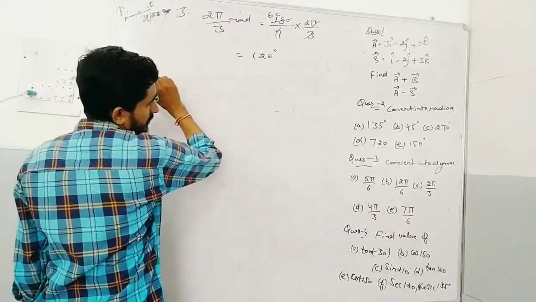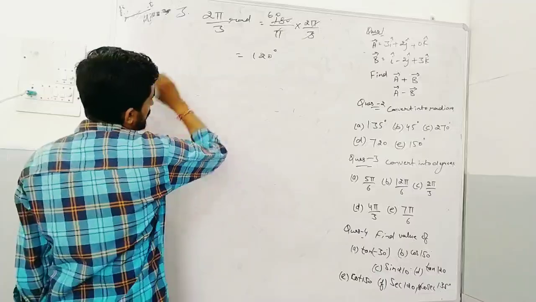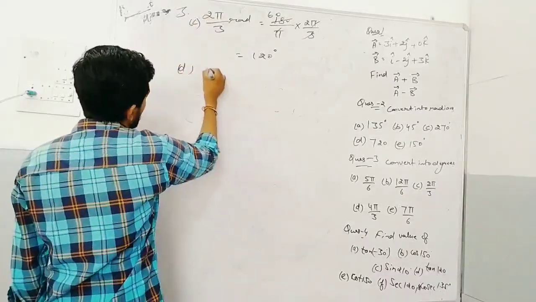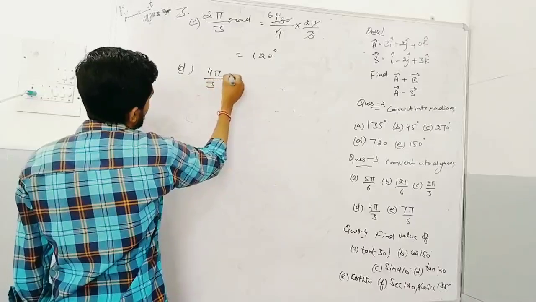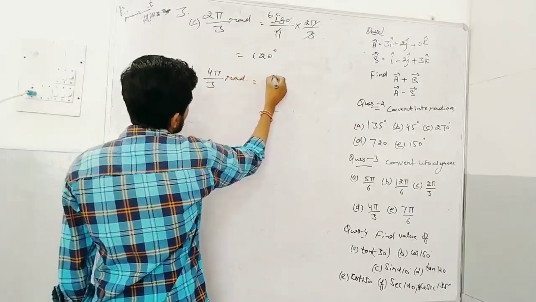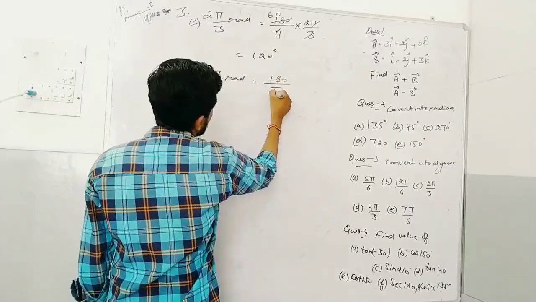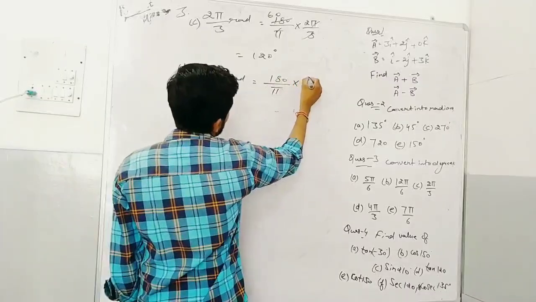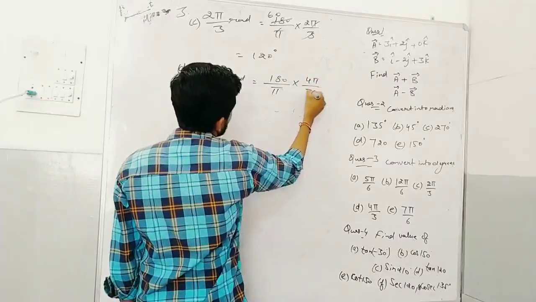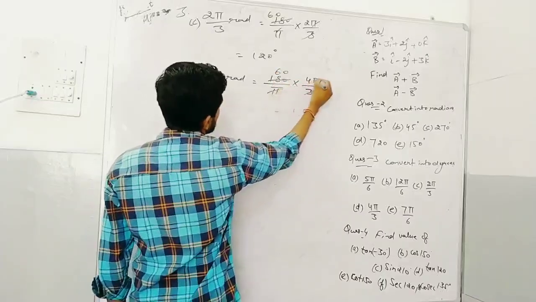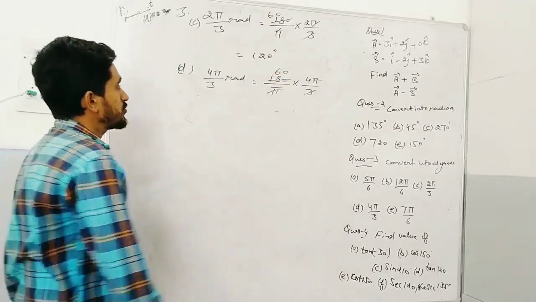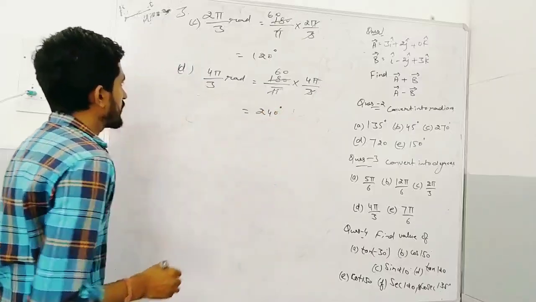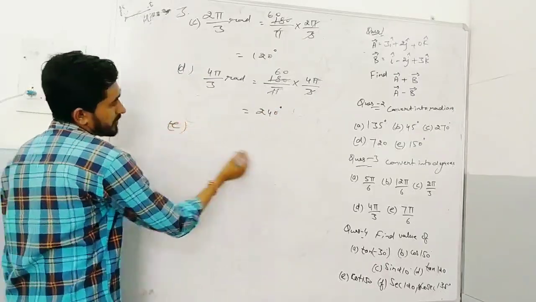Next part, this is 2 pi upon 3, that is the C part. And the D part is, what is the D part? 4 pi upon 3 radian. What does this give? 180 upon pi into 4 pi upon 3. This gives 60 and this cancels out. This is 240 degrees. And then E part, what is the E part?